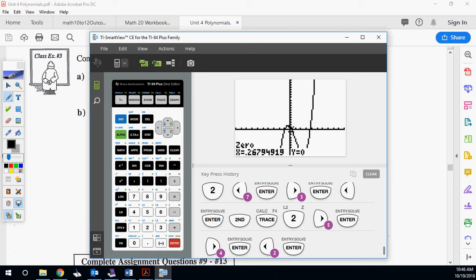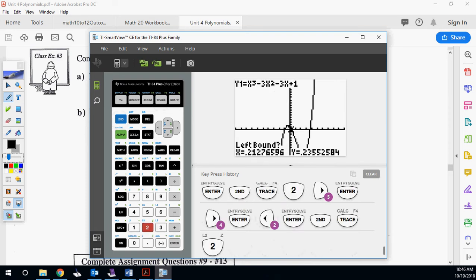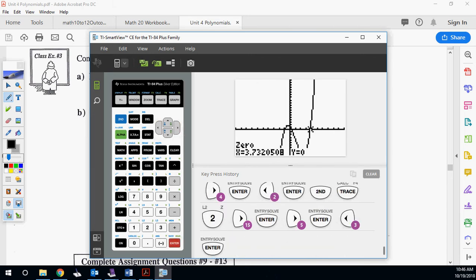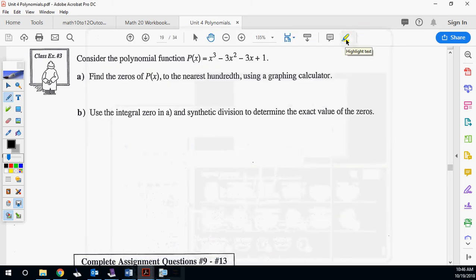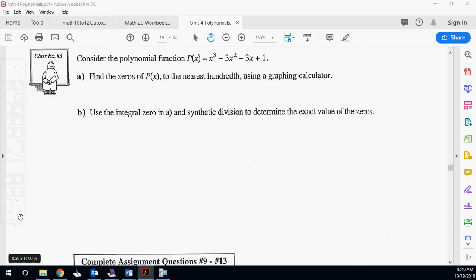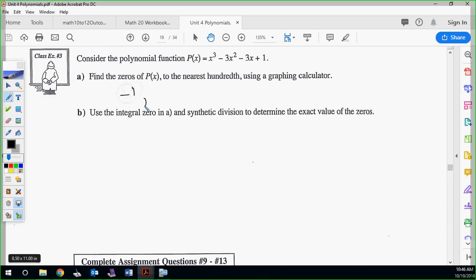And the third time, second trace, zero. We come over here, come all the way down, enter. Come to the left of it, now go right of it, enter, get close to it, enter. 3.73 is the third one. So we have one whole number and two not whole numbers. We want those two decimal ones as exact values for the next part of the question. So what we just got is negative 1, 0.27, and 3.73.